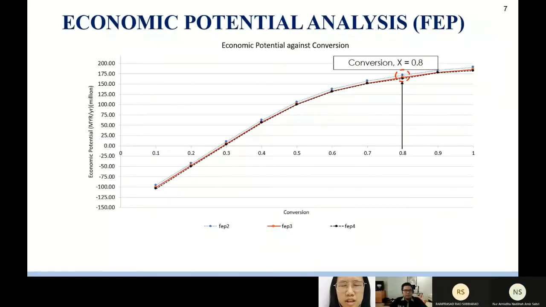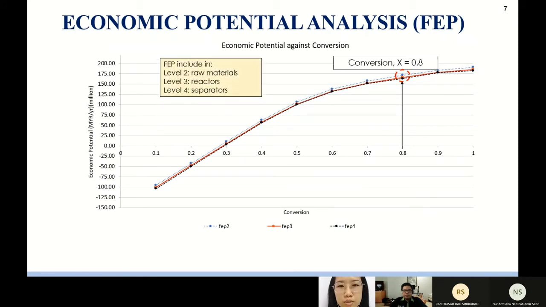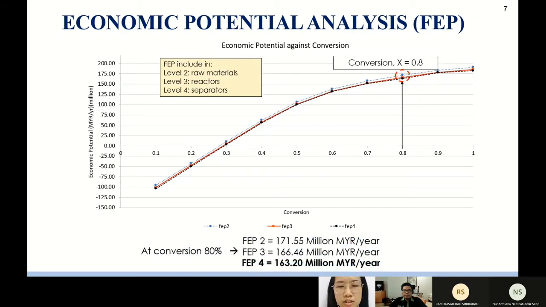Next, the economic potential analysis is done. The cost of raw material is included in level 2, the cost of the reactor in level 3, and the cost of the separator in level 4. The best conversion used is 0.8. As a conclusion, the economic potential is 163 billion per year, which shows a profitable production.